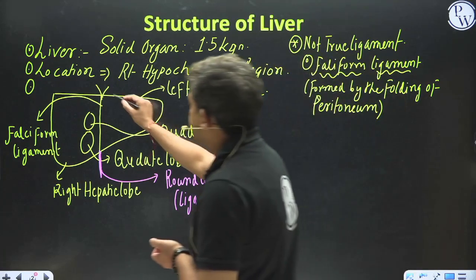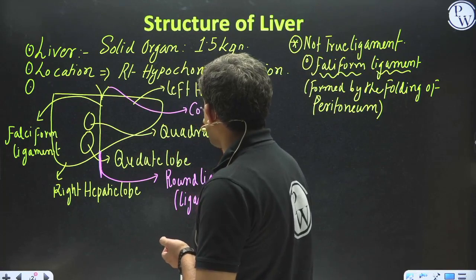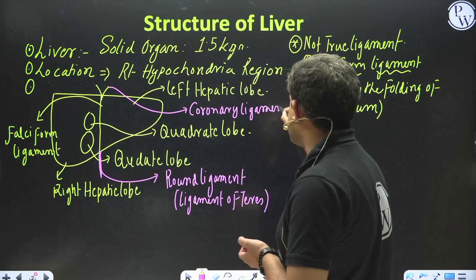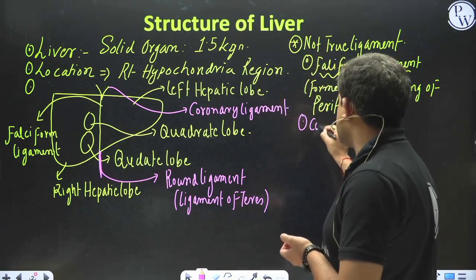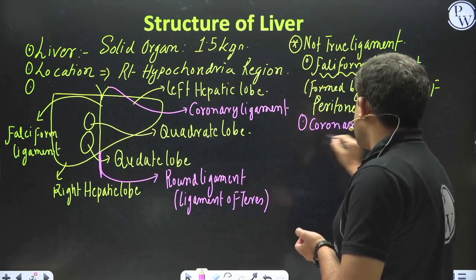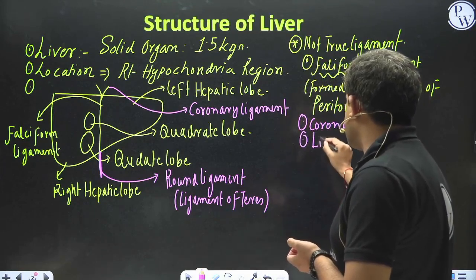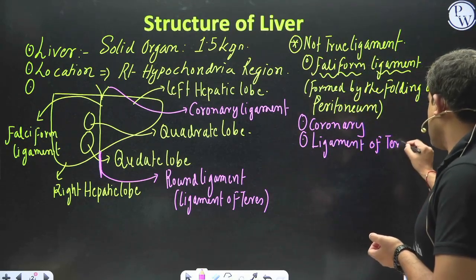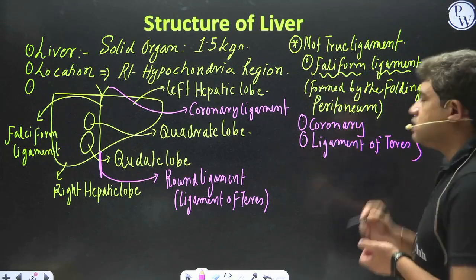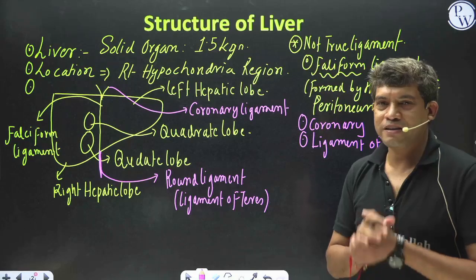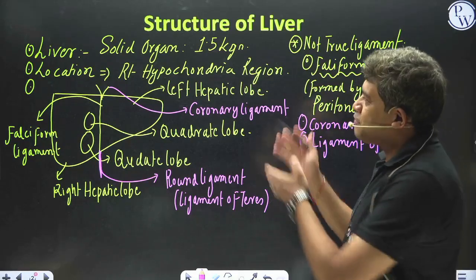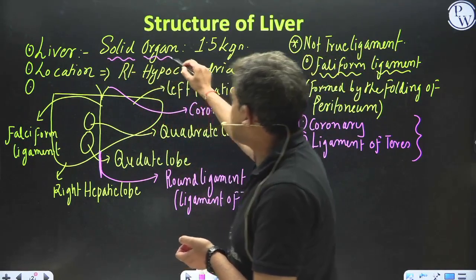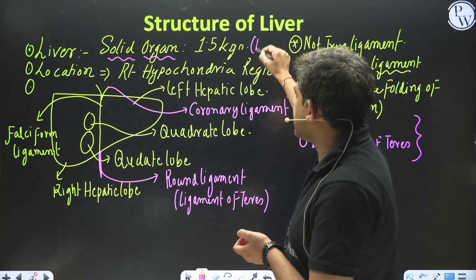And this is termed the coronary ligament. All these ligaments, like the coronary ligament and the ligament of teres, are not true ligaments at all. They are formed by the folding of the peritoneum. So you are able to learn about the liver. Once again, the liver is a solid organ. It weighs nearly 1.5 kg in adults.